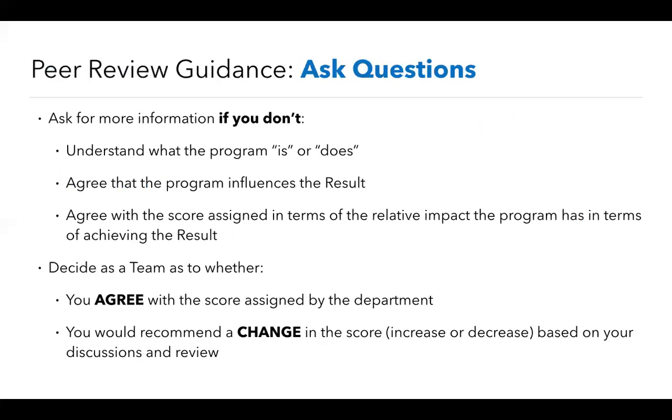So as you're going through this process and you want to reach out to the divisions for more information, you should ask questions if you don't understand what the program is or does, if you don't agree with the level of influence that the score from the division has indicated, or you just don't think that it has that much impact on that specific result area. So you're going to want to work with your team to agree with the score assigned or to recommend a change in the score.